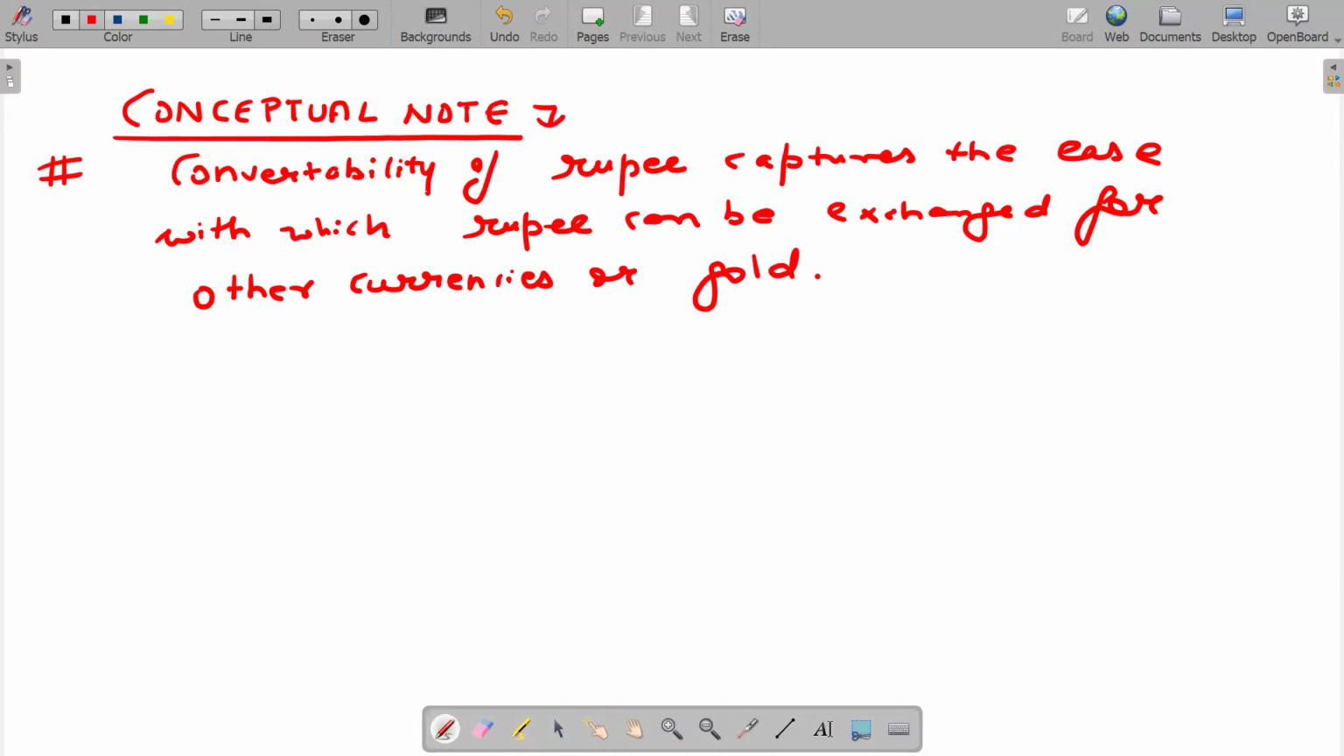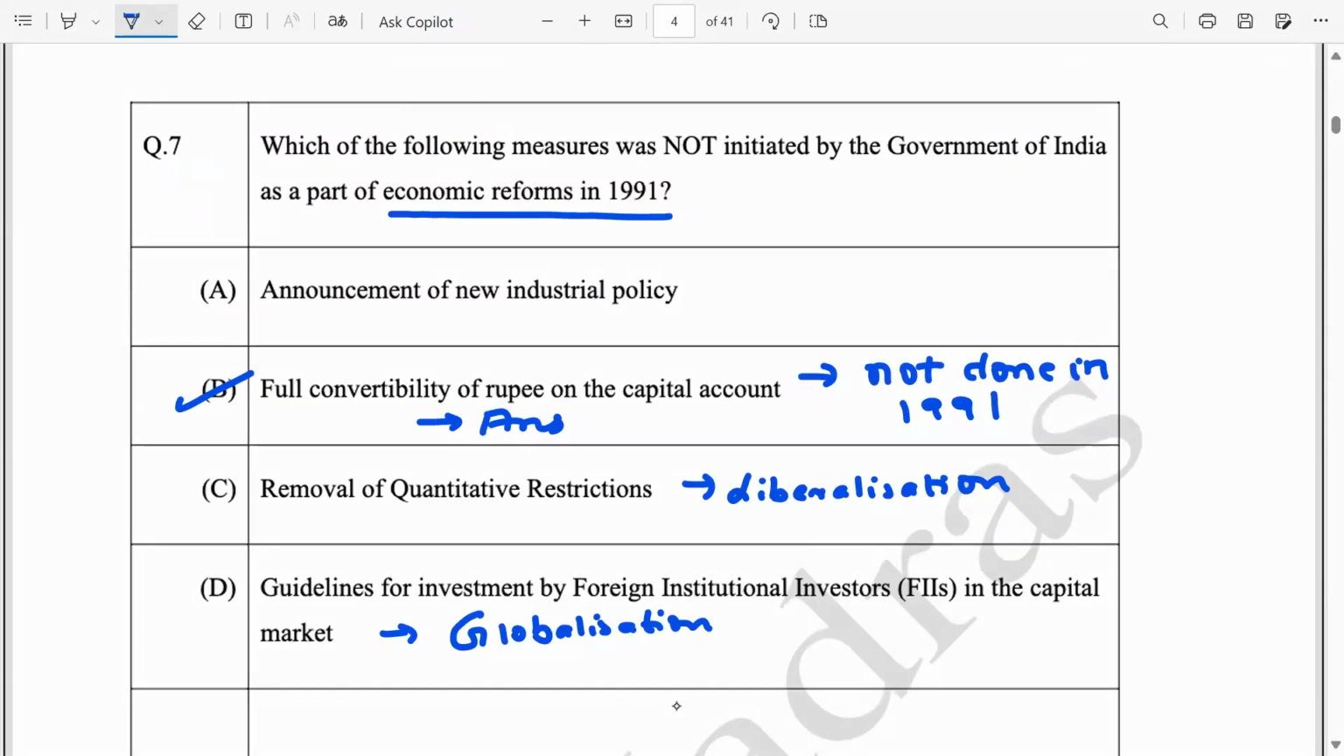When we talk about convertibility, full convertibility means that rupee can fully be exchanged for other currencies or gold. And when I say in the capital account, it means that for all capital inflows and outflows, rupee can be easily converted to other currencies. Remember, capital account records all transactions relating to purchase and sale of assets. It talks about transactions relating to FDI, foreign direct investment, and FII, foreign institutional investment. So when I say that rupee is fully convertible in the capital account, it simply means that for all transactions relating to buying and selling of assets, rupee can be easily exchanged for other currencies.